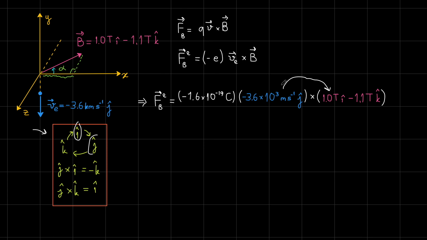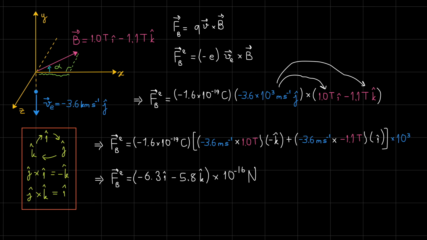And the second term will be j hat cross k hat. Again, let me go to my diagram. J hat cross k hat, that's in the clockwise direction. So the result will be positive i hat from that multiplication. So we'll have two terms from this cross product. One is a multiple of negative k hat, and the other one is positive i hat. So let's go ahead and do this calculation.